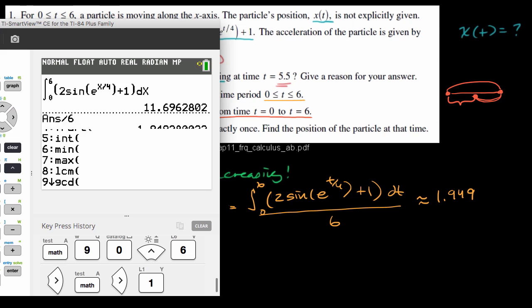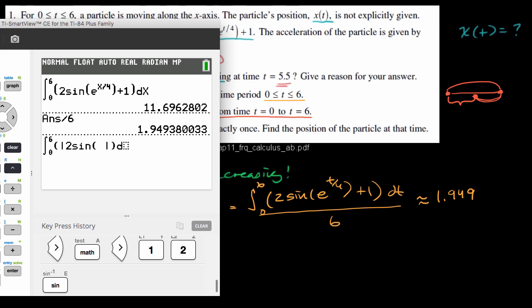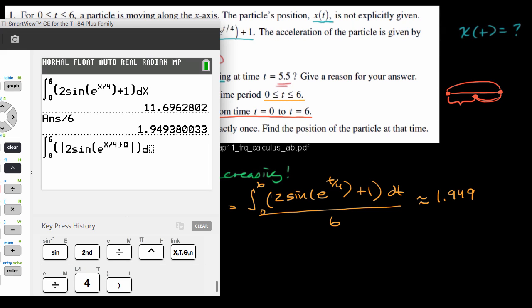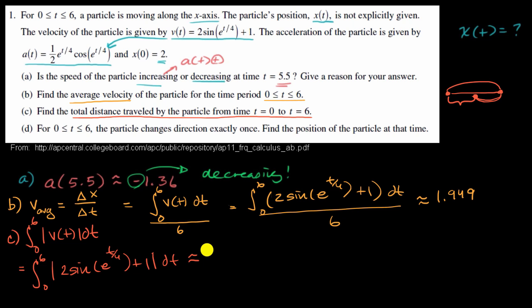We see absolute value. The absolute value of 2 sine of e to the, I'll use x again just because it's easier to use on the calculator. And then I'll close the parentheses on the sine, and then I have plus 1, and then there you go. And then I'm integrating with respect to x, approximately 12.573.